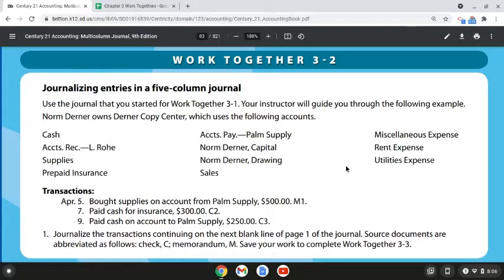In addition to that, we are also given 1, 2, 3 transactions, and it also says down here for number 1, journalize the transactions continuing on the next blank line of page 1 of the journal. Source documents are abbreviated as follows. Check C, memorandum M. Save your work to complete work together 3-3. So we are just going to be continuing to journalize these transactions in a 5-column journal. Now let's jump right into the transactions. This first transaction reads, on April 5th, bought supplies on account from Palm Supply, $500, memorandum number 1.